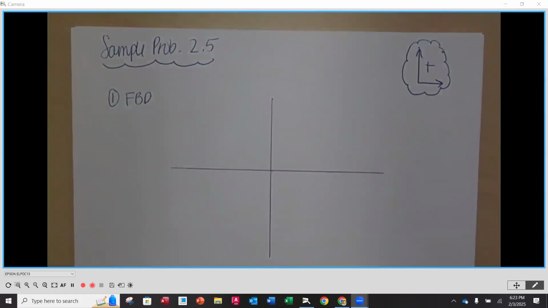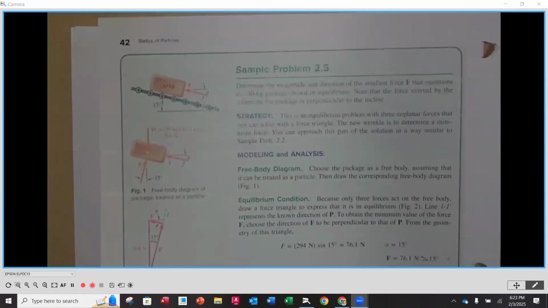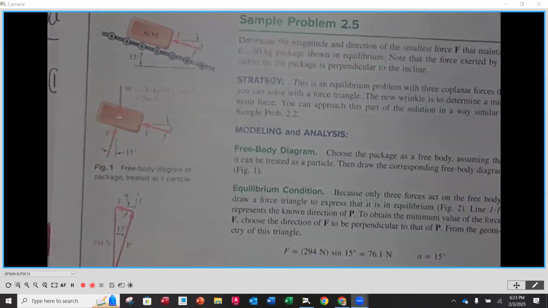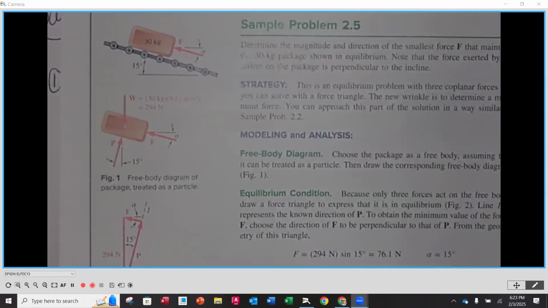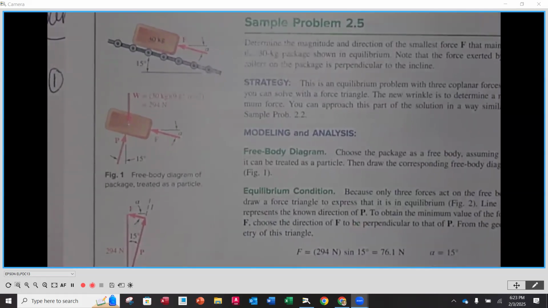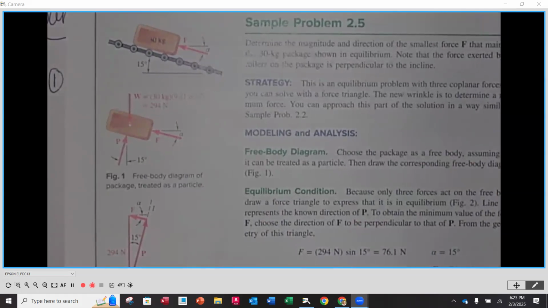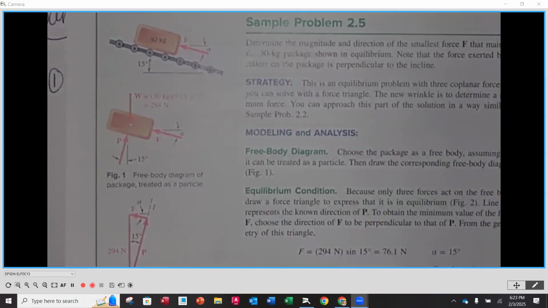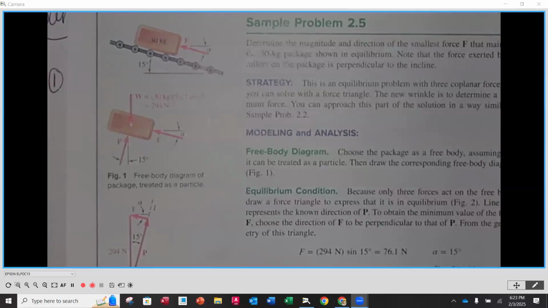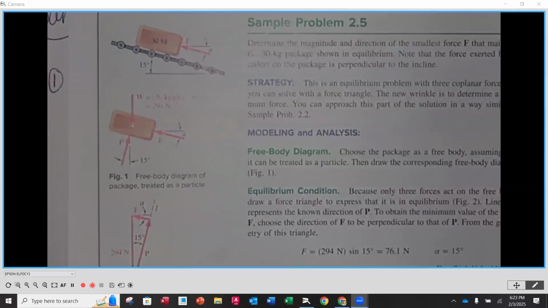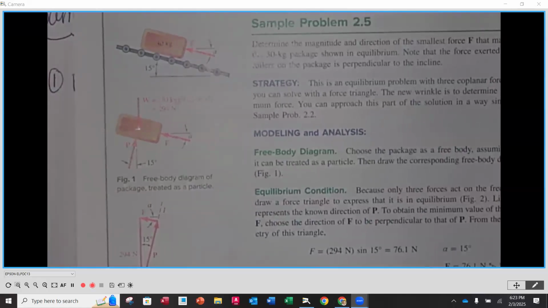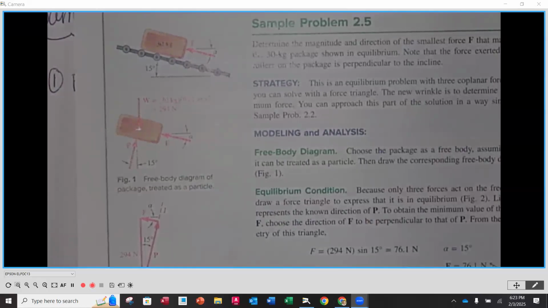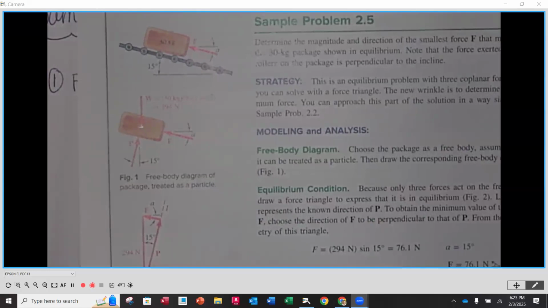Now, you can sound really fancy tonight when you go home, or tomorrow when somebody asks you what you learned in school last night. You can say, I learned about the principle of transmissibility. They're going to think, wow, that sounds amazing, you are so smart. The principle of transmissibility is really not that big of a deal, but it sounds good, kind of like the Pythagorean theorem. It sounds really smart, right? The principle of transmissibility says that I can move a force anywhere along its line of action, and it will have the same net effect on the body.